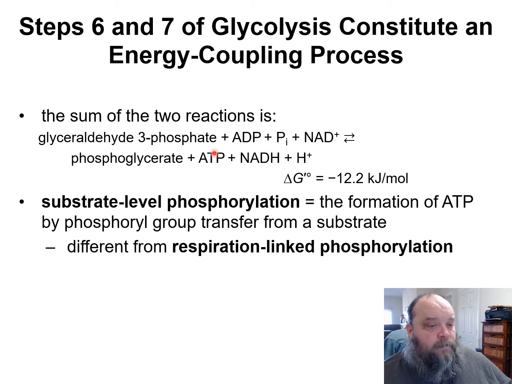So our sum here: G3P plus ADP plus inorganic phosphate plus NAD+ yields us phosphoglycerate plus some ATP plus some reduced NADs to NADHs and some free hydrogens. Negative 12.2 is what our two steps come to. So yes, one step, the adding of the phosphate group, was endergonic, but when we remove it, it is very exergonic, yielding us a nice surplus of energy.